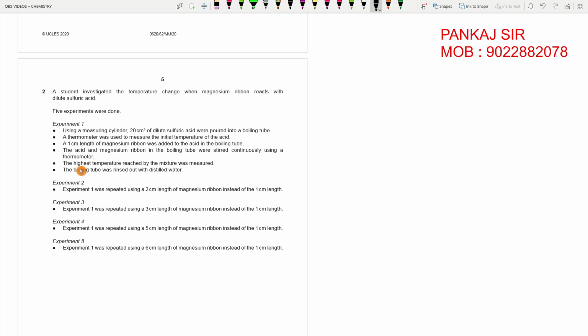Using a measuring cylinder, 20 centimeter cube of dilute sulfuric acid was poured into a boiling tube. A thermometer was used to measure the initial temperature of the acid, and 1 centimeter length of magnesium ribbon was added to this acid in the boiling tube. The acid and the magnesium ribbon in the boiling tube were stirred continuously using a thermometer. The highest temperature reached by the mixture was measured. The boiling tube was rinsed out with distilled water.